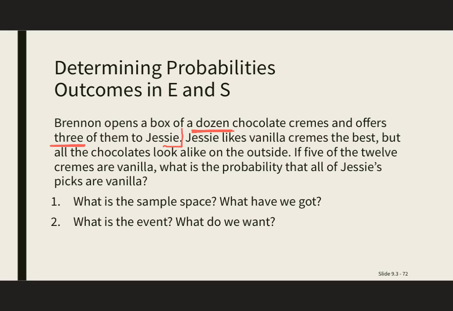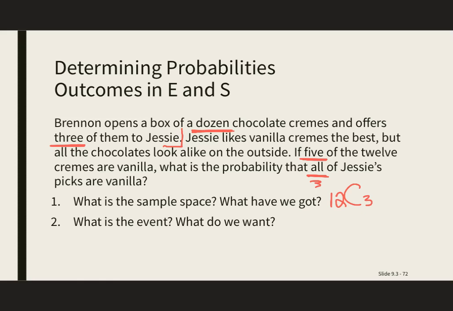Then things seem to get dicey. Jesse likes vanilla creams the best, but all the chocolates look alike on the outside, so we don't really know what's what. If 5 of the 12 creams are vanilla, what is the probability that all of Jesse's picks are vanilla? First, let's consider what the sample space is, what we've got, the denominator of calculating probability. Well, it tells us in the first sentence, a dozen creams and offers 3 of them. So she's choosing 3 and 12 are being offered.